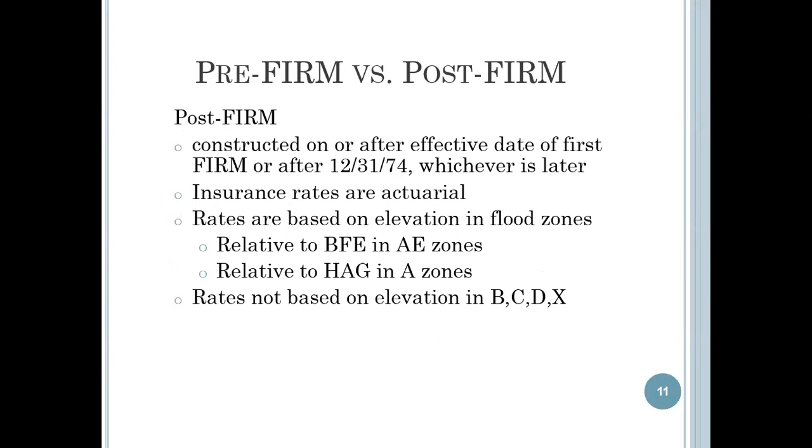Post-FIRM are those that are on or after 12/31/74, which is most of our Colorado communities. So we're looking at the initial flood insurance rate. Those rates are what we call actuarial. We have calculated the risk on what it would cost to repair or replace that structure, and those are the rates we charge. Rates are tier rated.